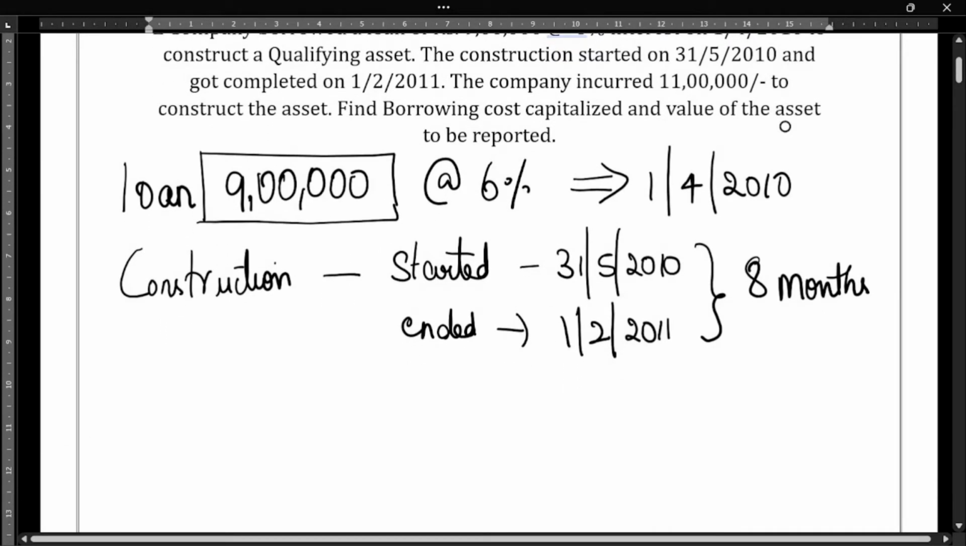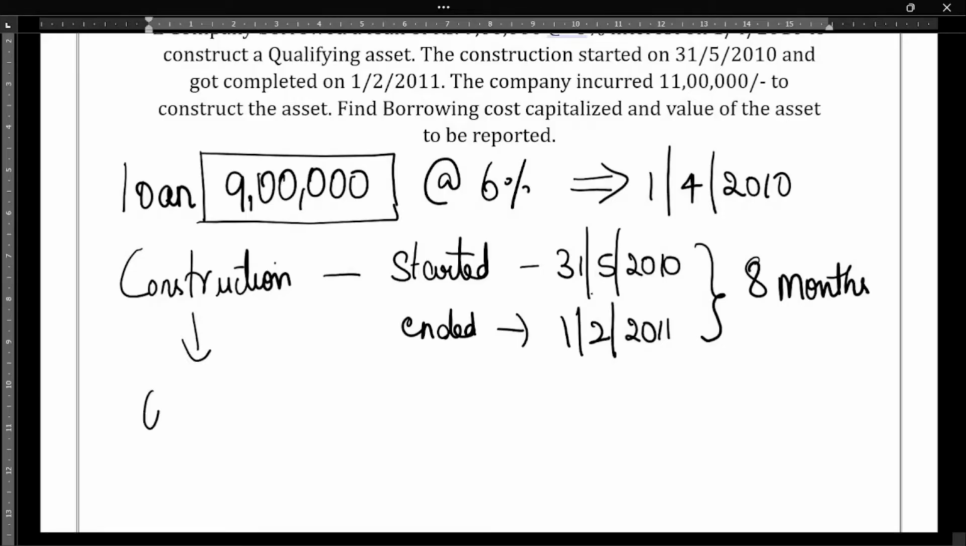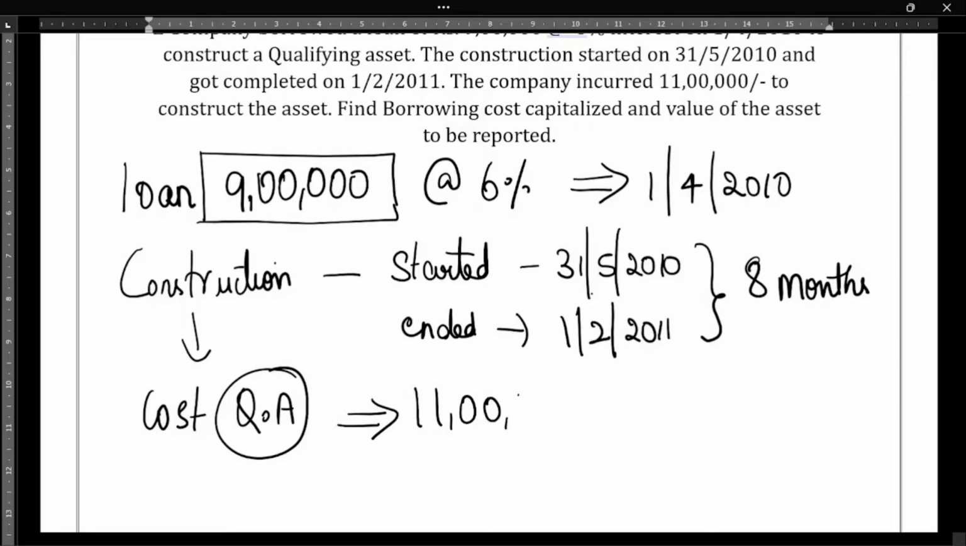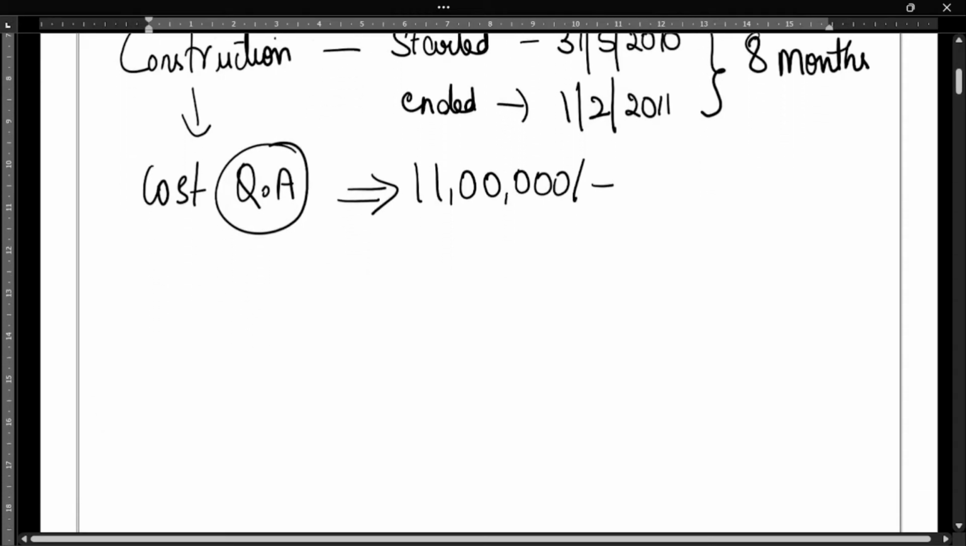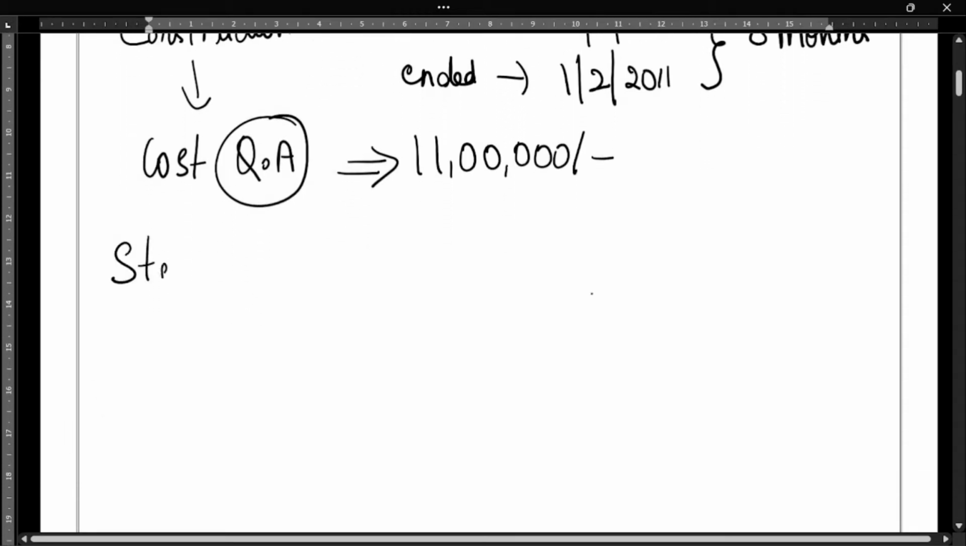The company incurred 11 lakhs to construct the asset. So the cost for constructing the qualifying asset was 11 lakh rupees. Find the borrowing cost capitalized. In order to find the borrowing cost, we will follow certain steps.